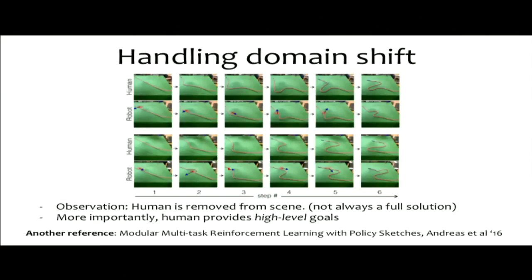And another reference on this point of humans providing high-level goals, that I won't cover in this lecture, is a recent paper by Jacob Andreas et al. on multitask reinforcement learning with policy sketches, where a human provides kind of a sketch of what the robot should do, and it's able to use reinforcement learning to learn from those sketches.